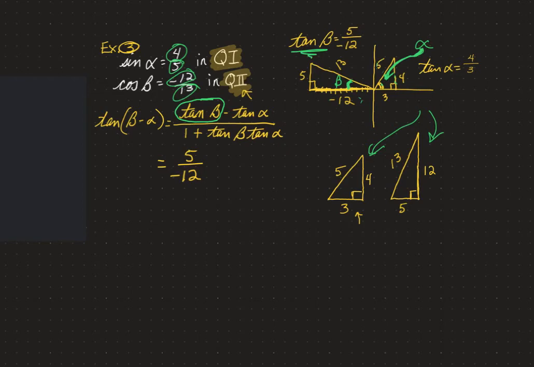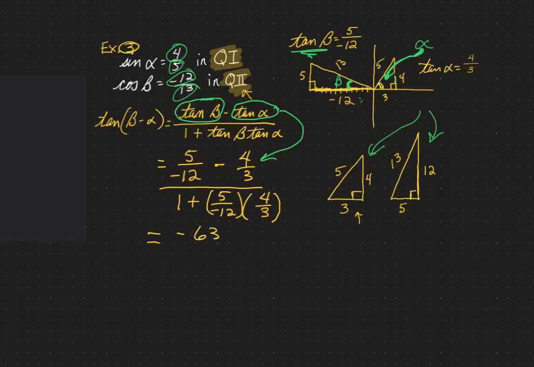And then I have this subtraction sign that's part of my formula. And then I have the tangent of alpha. And once again, I want the whole thing. I'm substituting for the tangent of alpha, and I'm substituting in 4/3. But that's divided by 1 plus the tangent of beta, which is 5/-12, times the tangent of alpha, which is 4/3. And then a whole bunch of arithmetic with fractions gives you -63/16 as your final exact answer. You can evaluate that on a calculator if you wish.